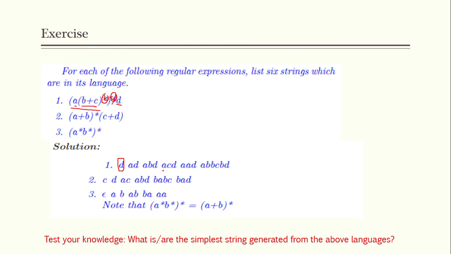Try also to find out what is the simplest string generated from this language. For example, the first one, the simplest one would be D. When you assume the star is 0, then the simplest string that you get from this regular expression, this language, is D. Try to do the second one and third one as well on your own.